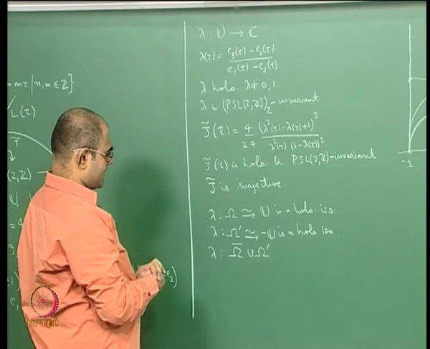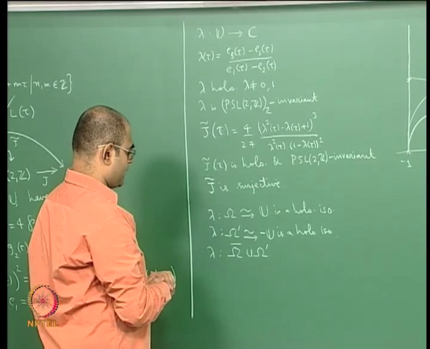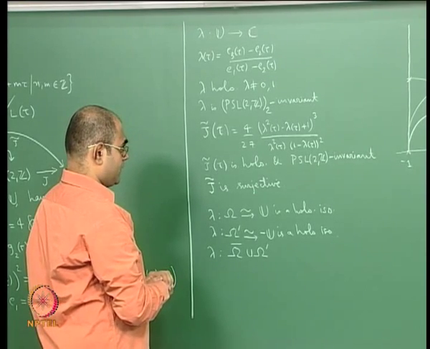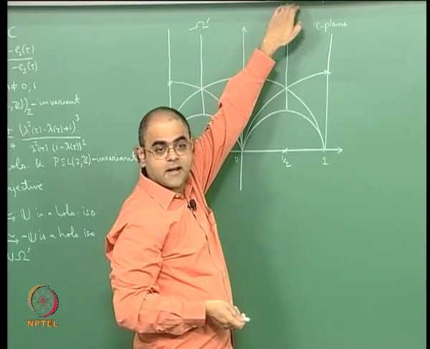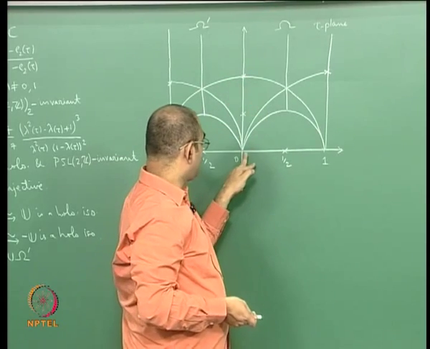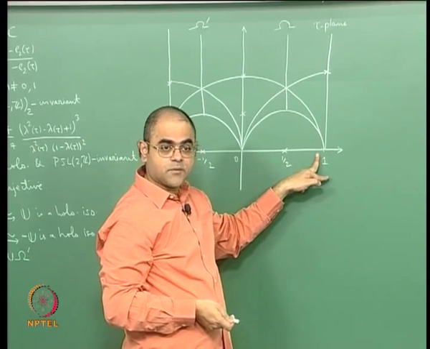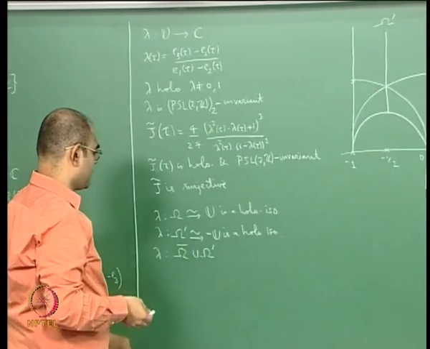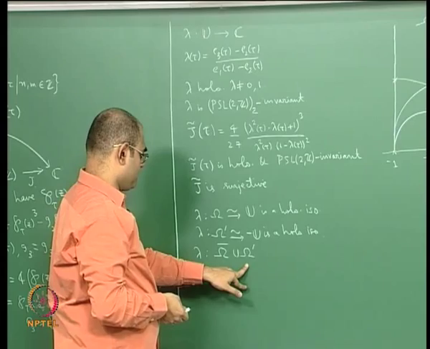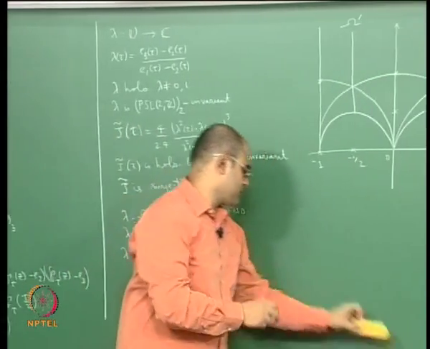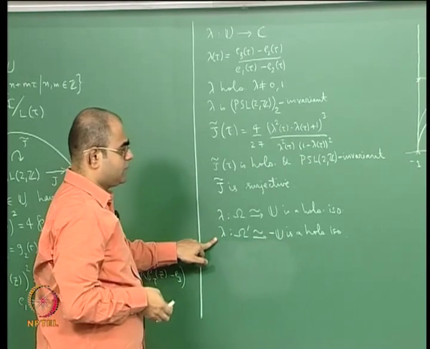So as you go higher up, the lambda values will go to 0, and at 0 lambda takes the value 1, and at 1 lambda takes the value infinity. Anyway, let me not worry about that immediately. I want you to remember this.